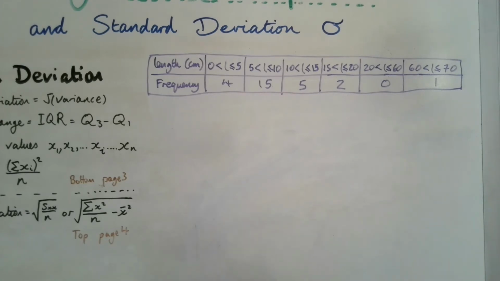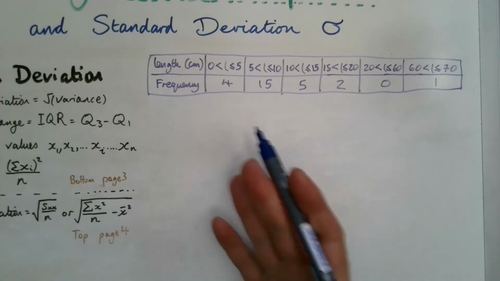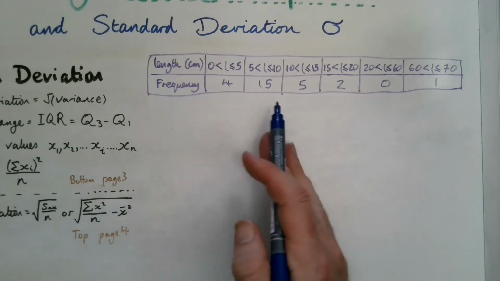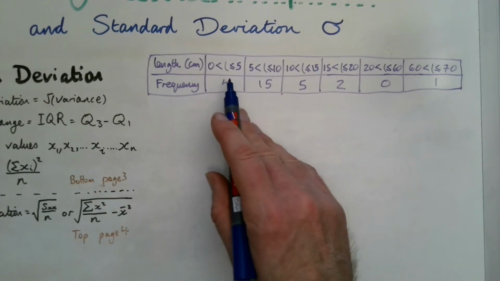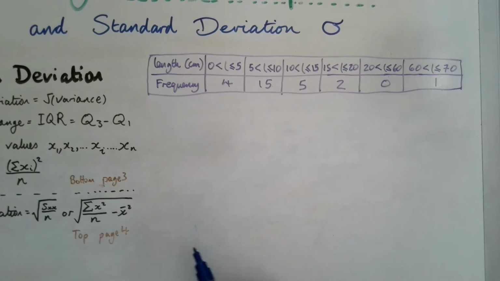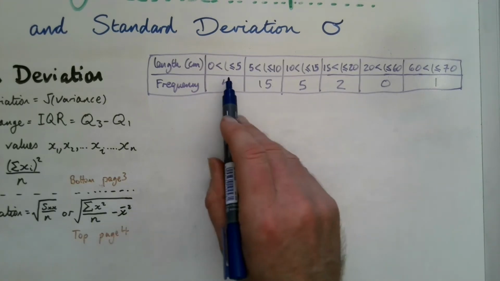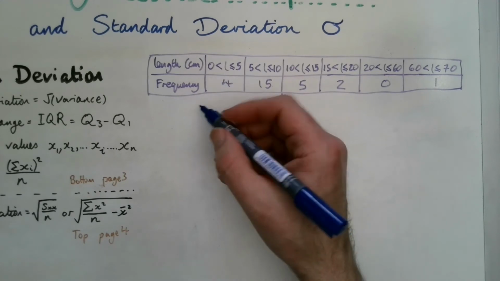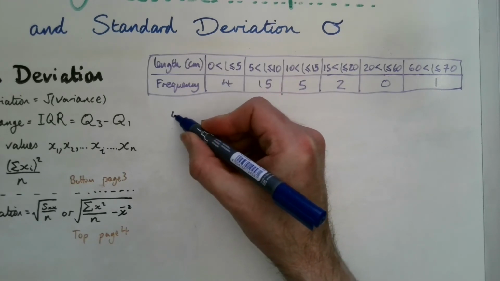It's always an estimate, of course, when it's grouped data like this, and we're going to have to be taking the midpoints. So we're going to want here the sum of the values squared divided by n, take away whatever the mean is squared. To do that, the values all have to be taken as the midpoint.